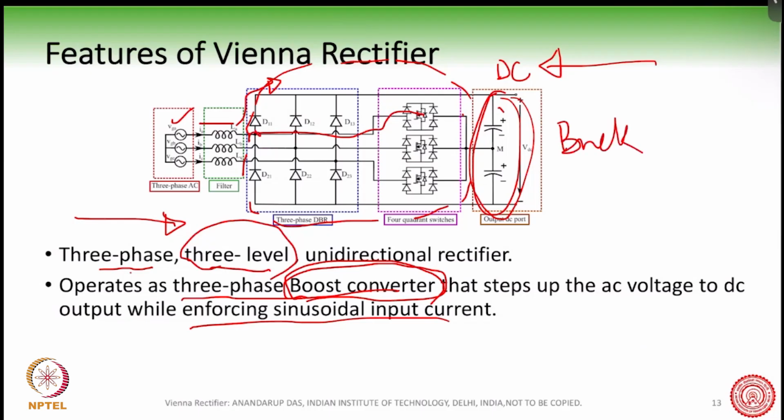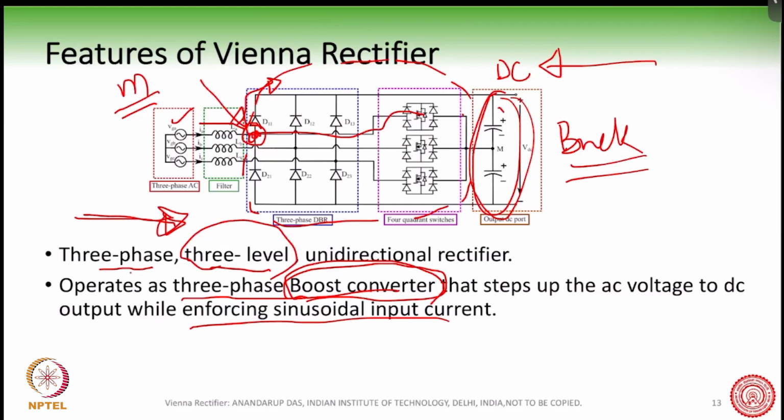And here comes the output voltage, which by sinusoidal PWM, we have the modulation index M, right? And that M can be controlled. I mean, the modulation index M is always less than 1. So looking from the right-hand side, this becomes a buck converter, whereas looking from the left-hand side, this becomes a boost converter.